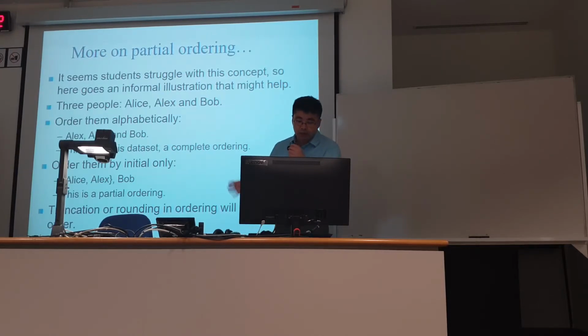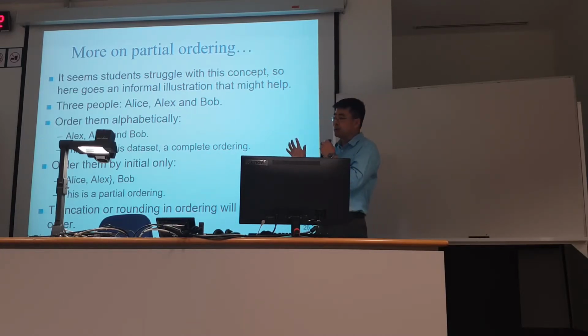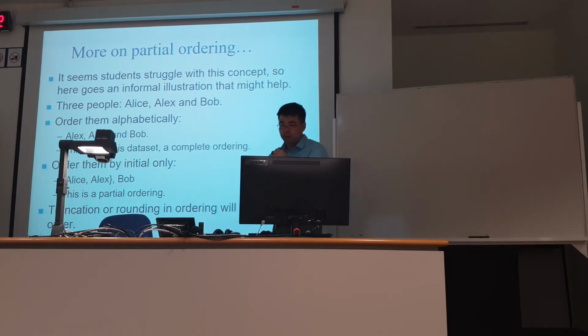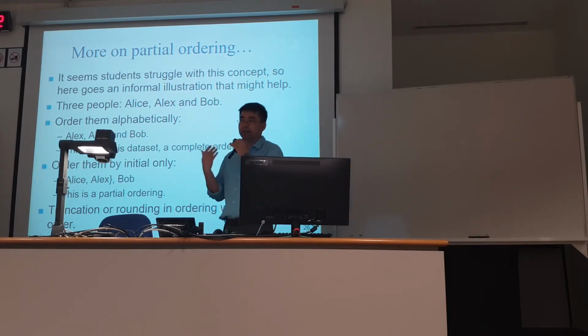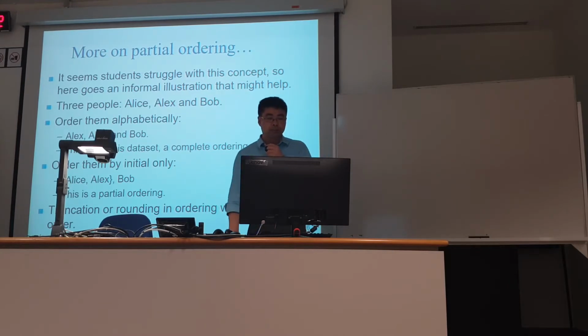Right, so more on partial order. Here the order is not that straightforward. We can define the order using any definition. For example, if you have three people and you order them alphabetically, then Alex dominates Alice, and Alice dominates Bob. But if you order them just by the initial, then Alice and Alex actually have the same level, because they both start with A.